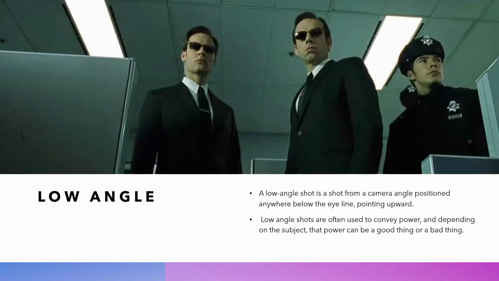A low-angle shot is a shot from a camera angle positioned anywhere below the eye line, pointing upward. Low-angle shots are often used to convey power, and depending on the subject, the power can be a good thing or a bad thing. This shot from The Matrix by the Wachowski brothers is a low-angle shot showing the agents, and since the agents are the villains, this means that the power they have over the audience is a bad thing.